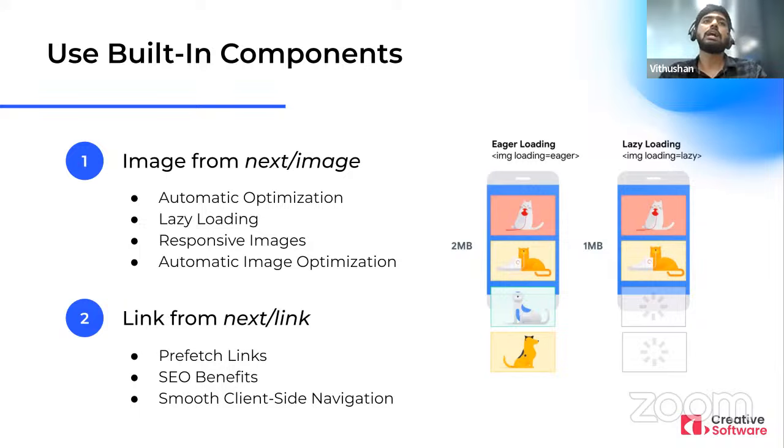And also the last point is smooth client-side navigation. We will benefit from the Next Link component by getting smooth client-side navigation. Unlike traditional anchor tags, the Link component enables navigation without complete page transitions. So it maintains application state and provides a smooth experience across the application navigation.